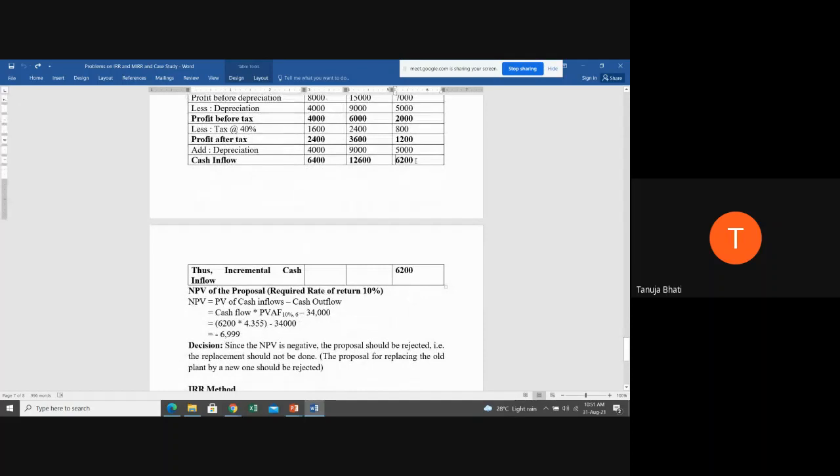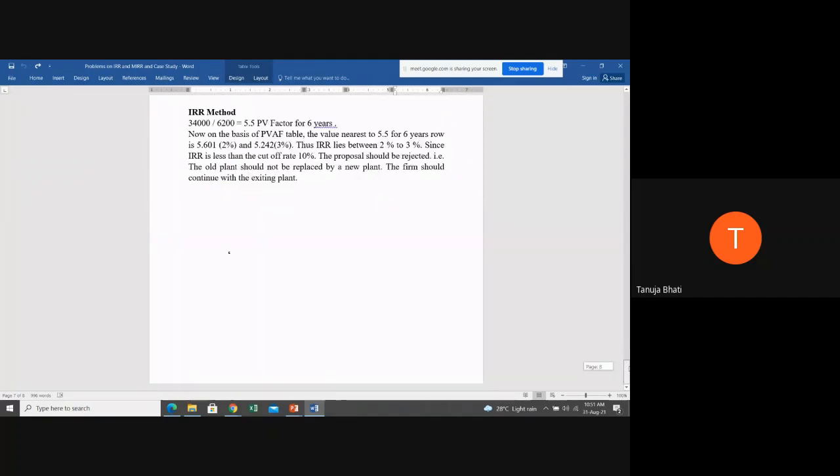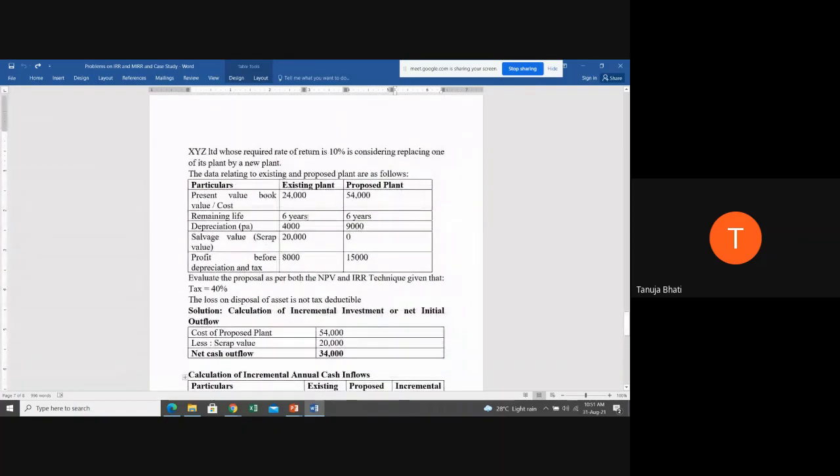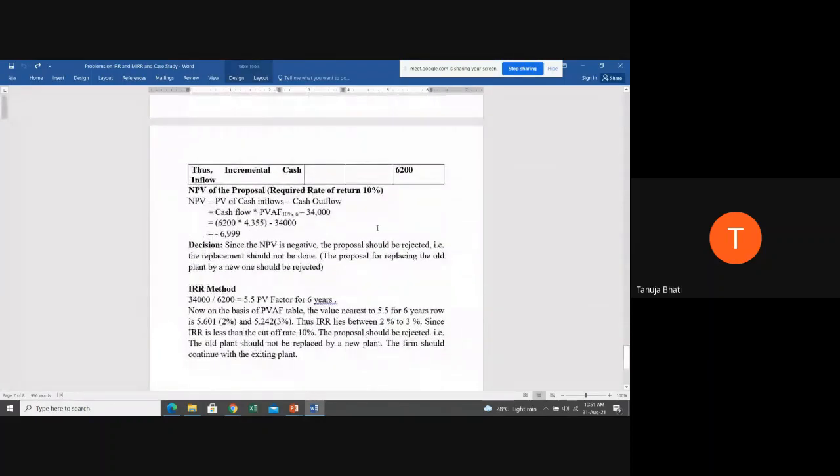So this is the present value of the annuity, because it is 6,200 for 6 years. The remaining life is 6 years. So you will use the present value annuity factor, that is 10% for 6 years. You will see table number 4, multiply by 6,200, minus the cash outflow, that is 54,000. You got NPV as minus 6,999.